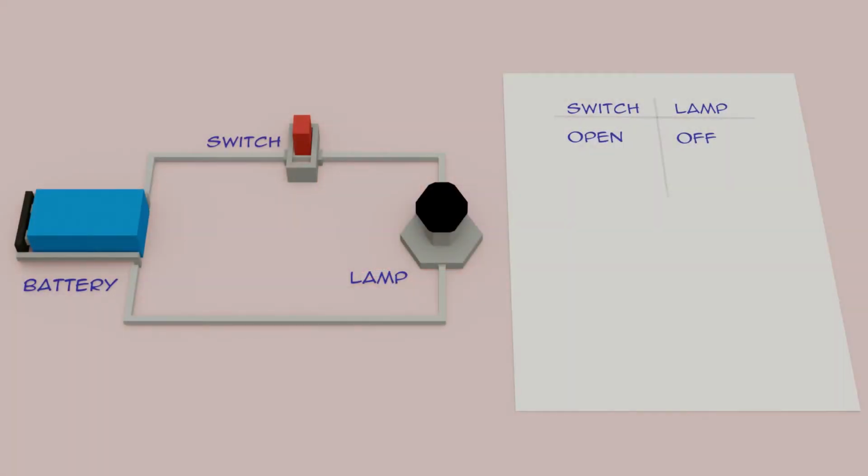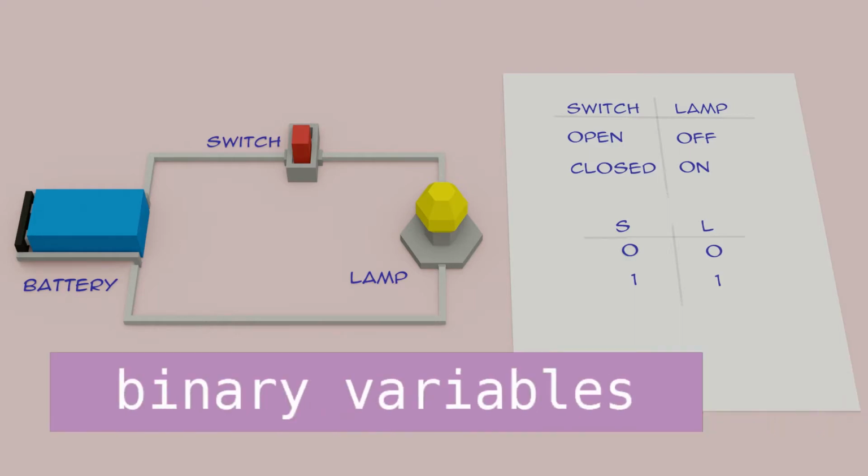Let's start with some simple circuits. Here I've got a circuit that controls whether a lamp is on or off depending on whether a switch is open or closed. When the switch is open, the lamp is off, and when it's closed, the lamp is on. We can make this table a bit more concise by using symbols and binary states instead of words. So switch becomes S and lamp becomes L, with open and closed becoming 0 and 1 and on and off becoming 0 and 1. S and L are known as binary variables as they take on binary values.